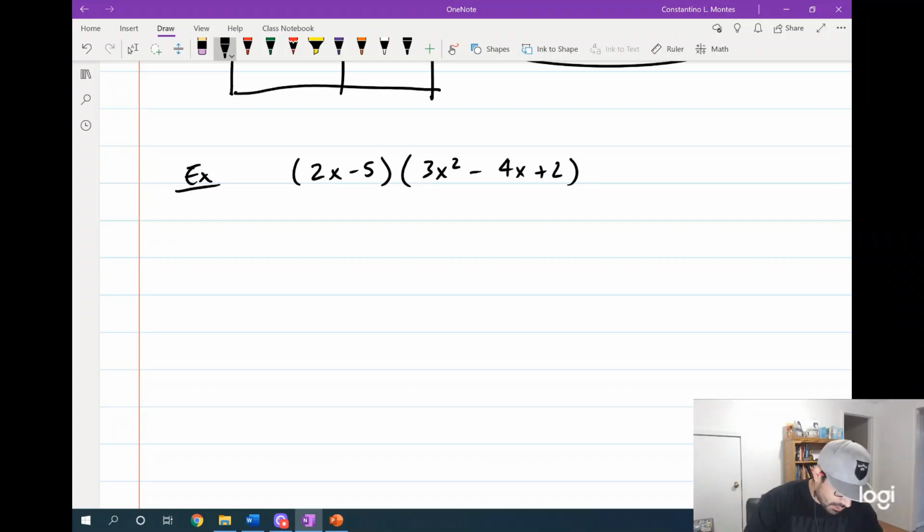Okay, so what I'm going to do is I'm going to make my box again, but I have to be cognizant, I have to be aware of what it is that I'm multiplying together.